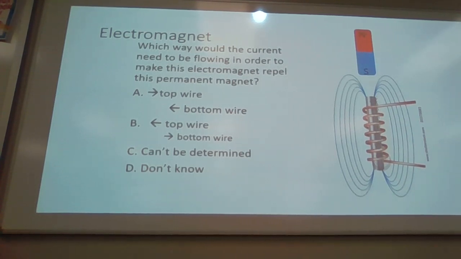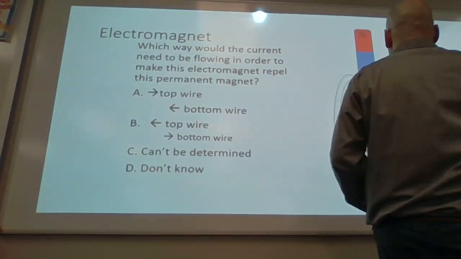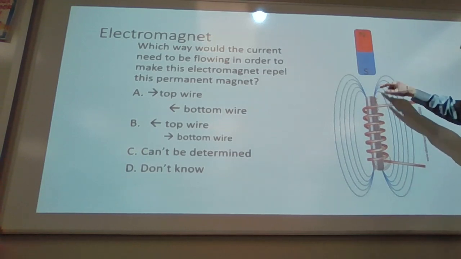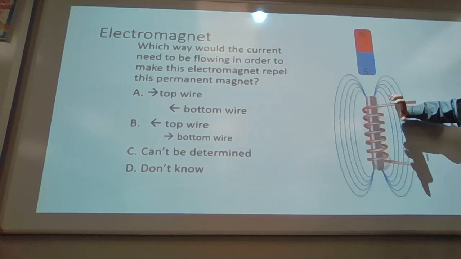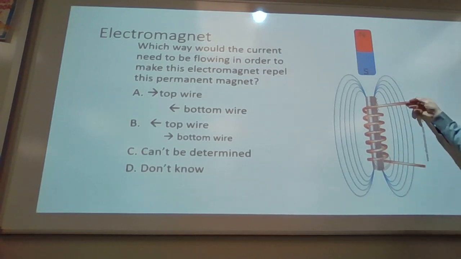Actually, we're not going to tell your neighbor. I'm just going to tell you the answer. So you want this to be south. So you want the magnetic field lines to go in this way. So you want the current going this way, to the left, to the right. So B.